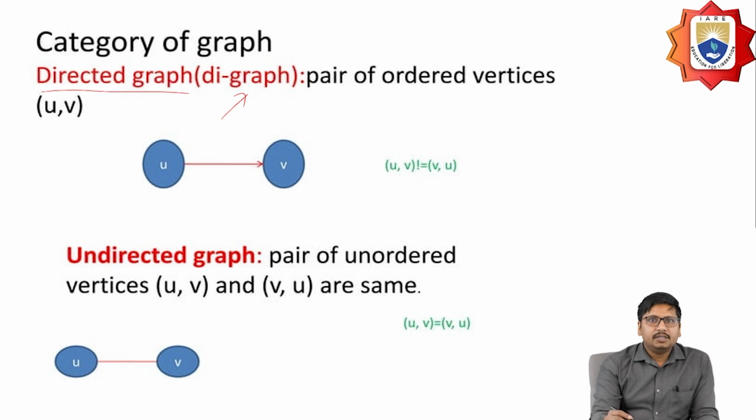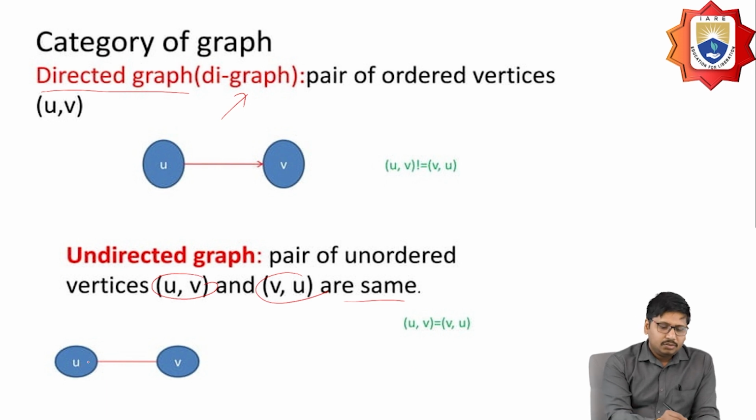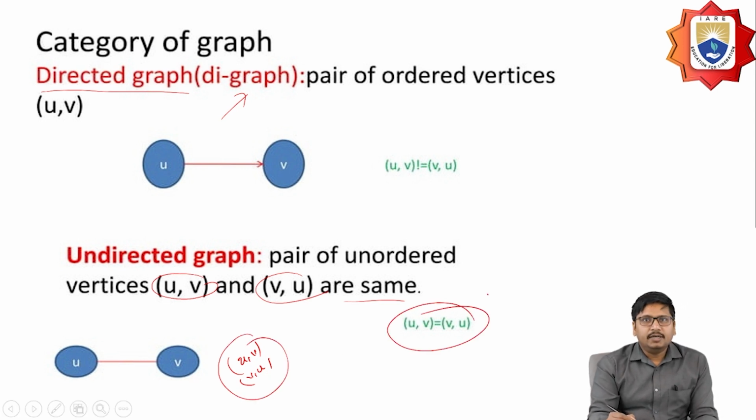In undirected graphs, the edge is a pair of unordered vertices, such that UV and VU are the same. In an undirected graph, the edge does not have any direction, which is why it is called an undirected graph. The edge can be written as UV, and I can also write it as VU. So this is the same in the case of an undirected graph.